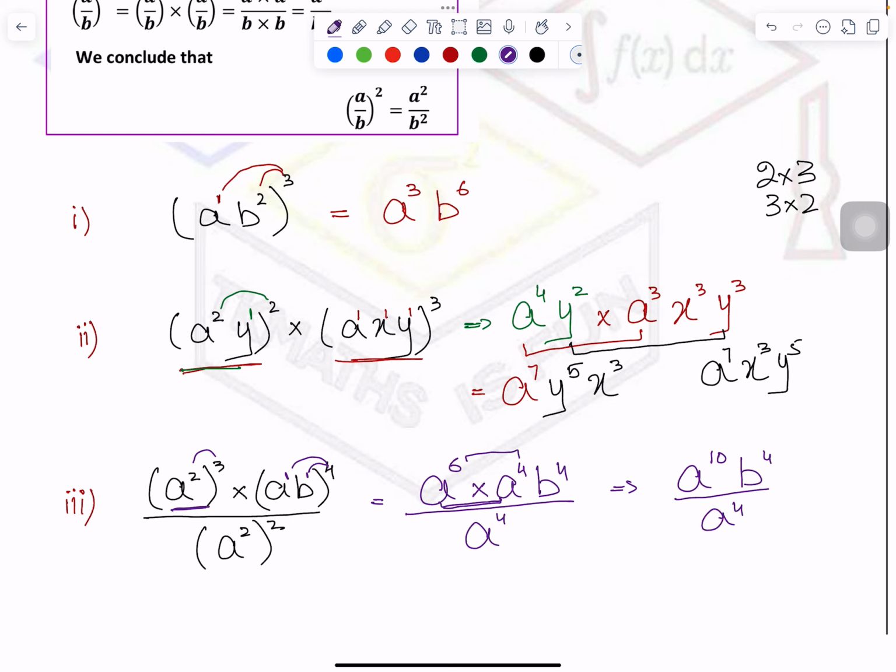Now if I see this part, a, I can write it here as a power 10 minus 4. Because the meaning of this question is, you can consider it as this also. Right? Make sure there is no plus or minus in between, okay? Otherwise the rule will not be applied. And this b power 4 will remain here as it is. So finally I got a power 6, b power 4. So I hope you understood.